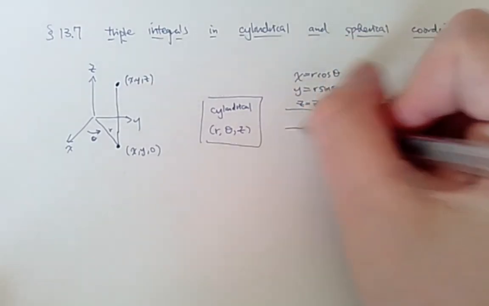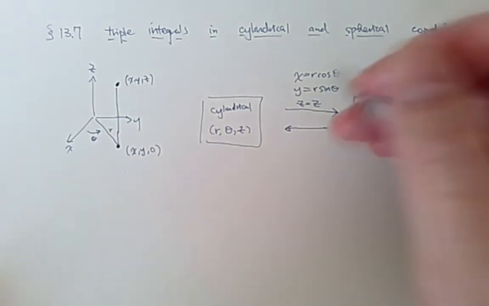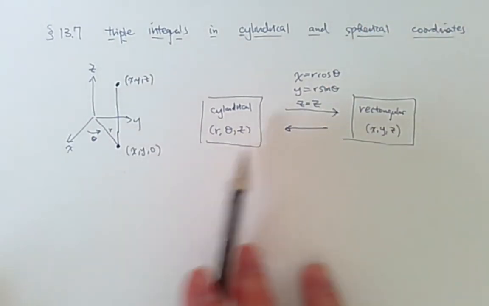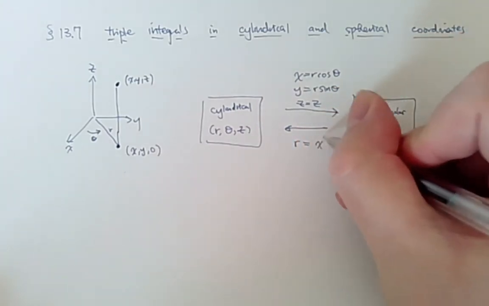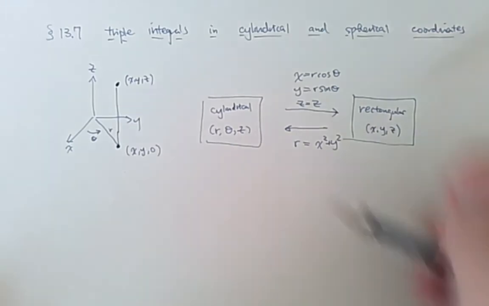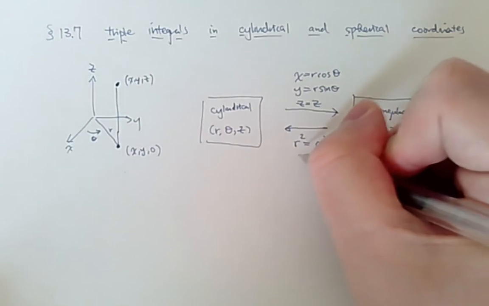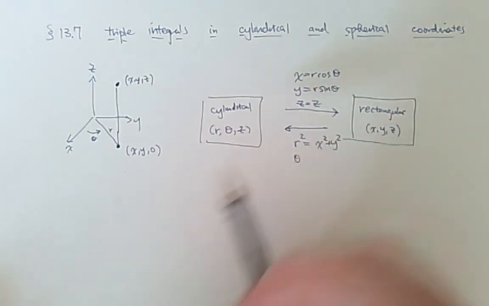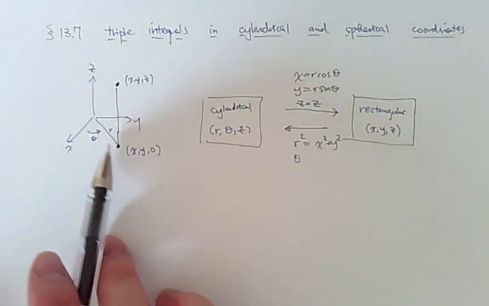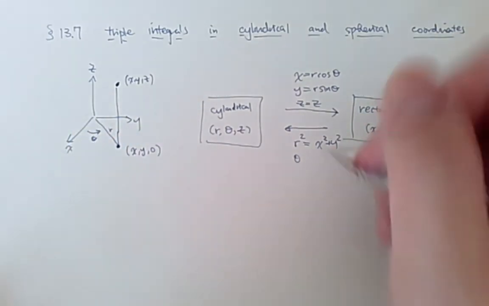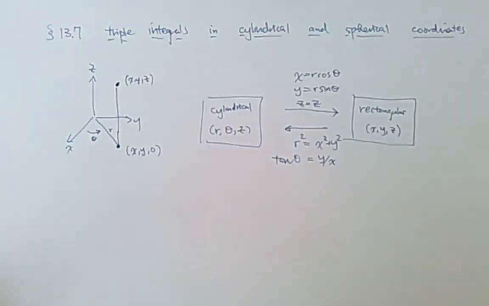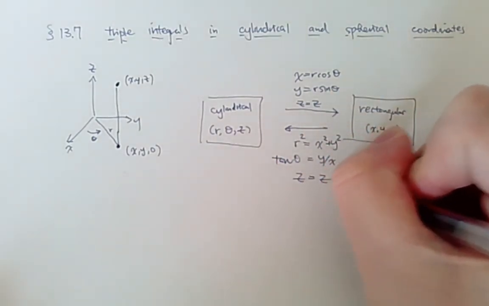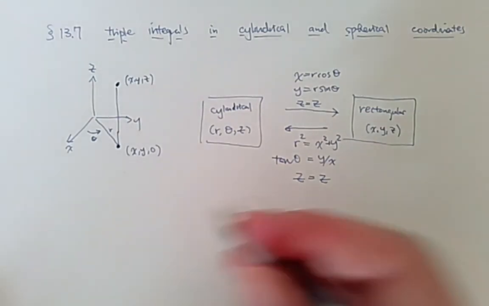We can also convert back, and we need some equations for r and theta. r squared equals x squared plus y squared. We need to take the square root. Maybe I'll simply square r, and then we can solve for it. Similarly, for theta, that's this angle. If we use triangles, then that's y over x if we take the tangent of theta. And again, z equals z.